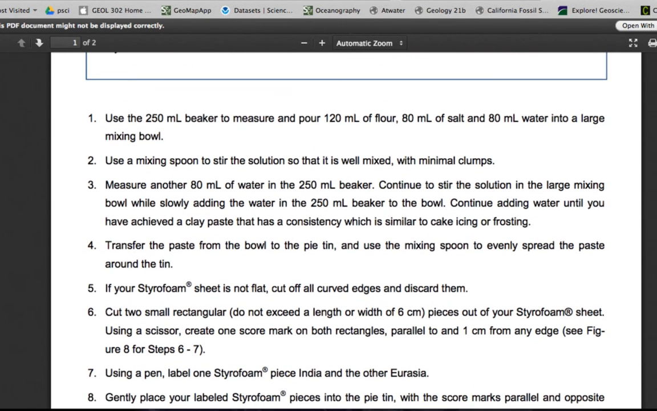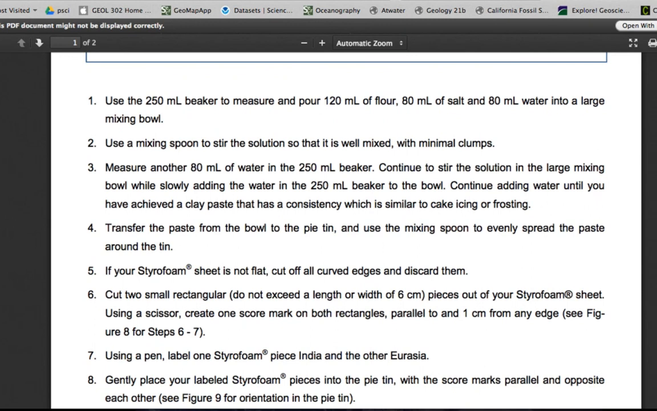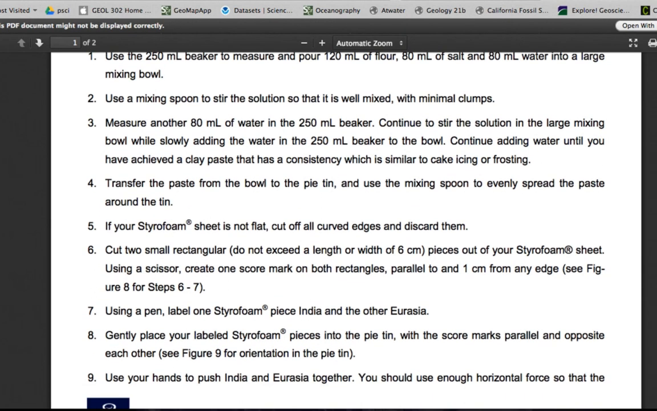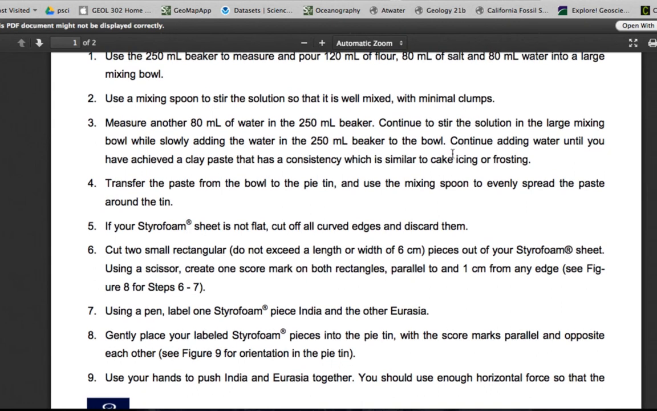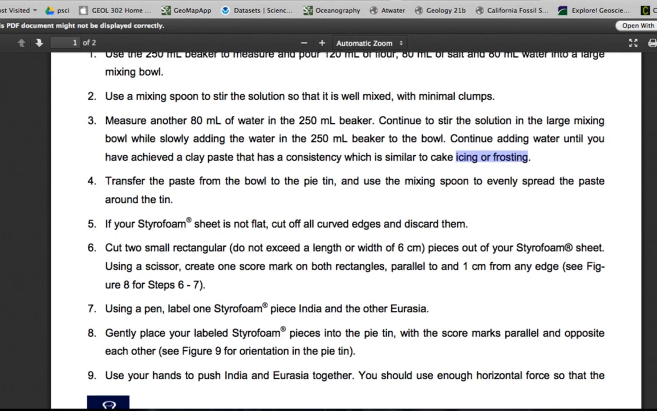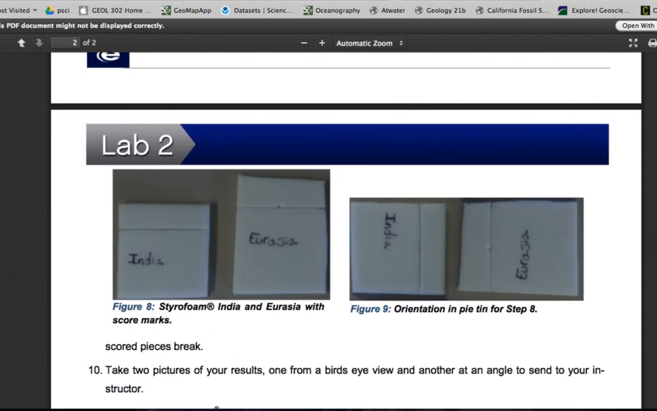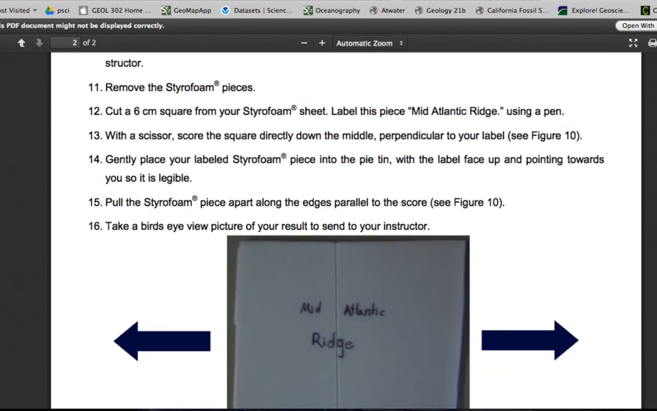What you're making in this lab, you're making an asthenosphere. You're making this goopy material that essentially has the texture of icing or frosting, right? So that's kind of the goal you want. So you'll have to add more or less water in it to make it feel like icing or frosting. Then you cut out the styrofoam plates here, and you want to label them India, Eurasia, or the Mid-Atlantic Ridge, and then you'll move them on this asthenosphere that you created out of the salt and flour, and see what happens, right? And you describe.